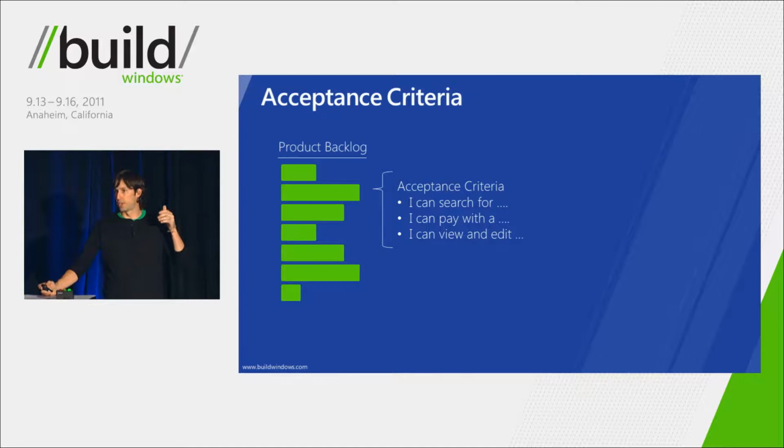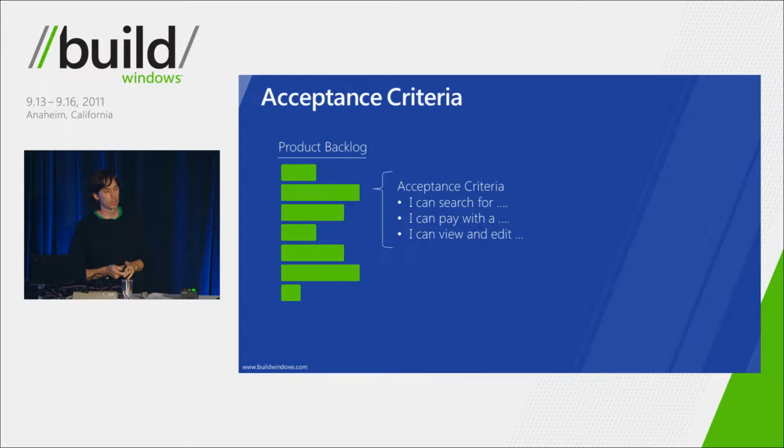So acceptance criteria is a simple concept where, for each story on your backlog, you essentially write what the user will be able to do once that story is completed. So I can search for this, I can do this, I can pay that. That's the job of the product owner. And again, it's an important part of grooming the backlog.